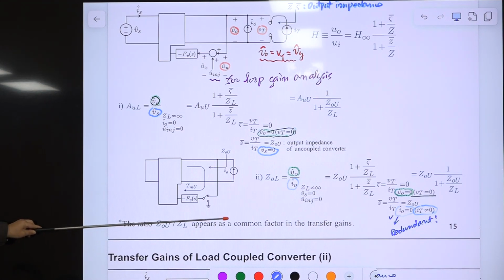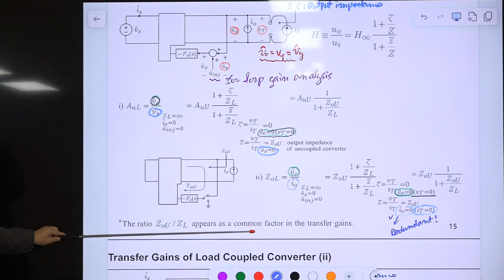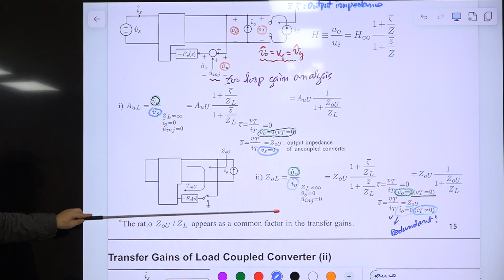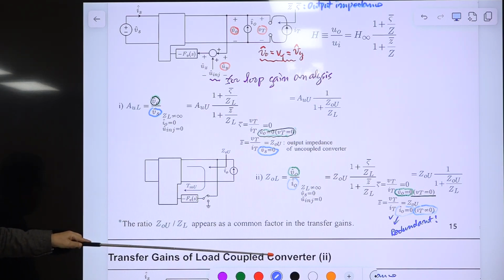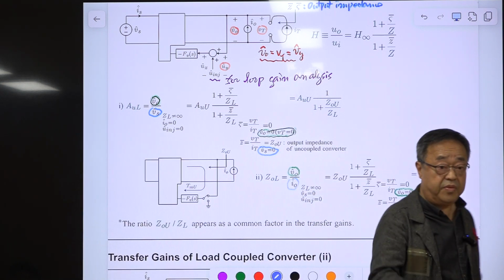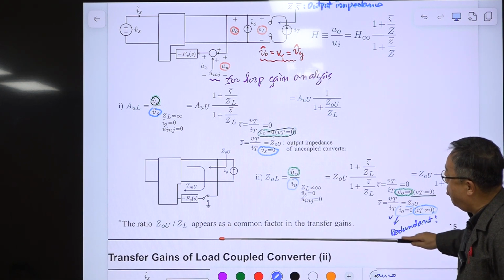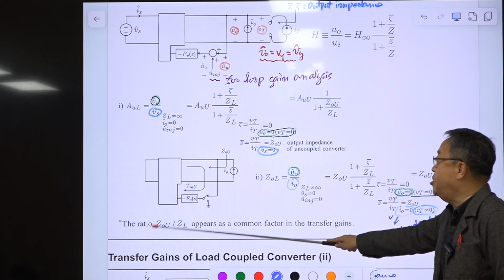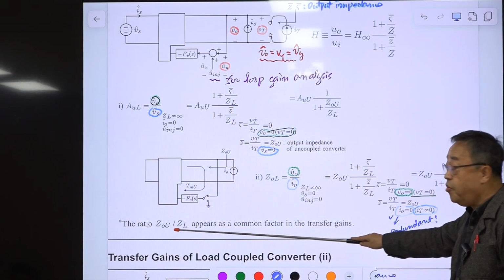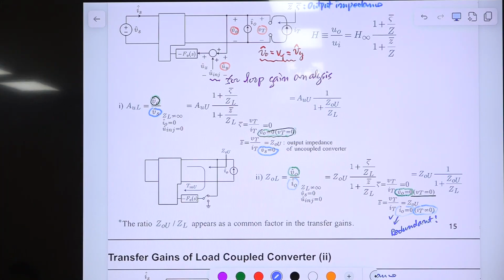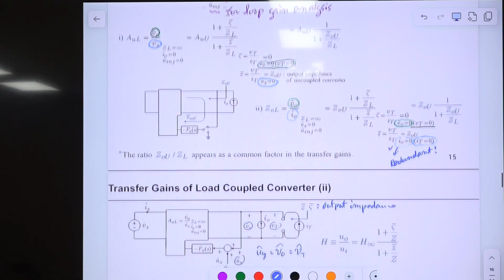The ratio GOU divided by GL appears as a common factor in these two transfer functions, and this will appear again and again. So we are interested in 4 transfer gains, and all of them contain this ratio. So this is a very important quantity. Later on, we will assign a special name for this, but for now, just remember this term will come out again and again.